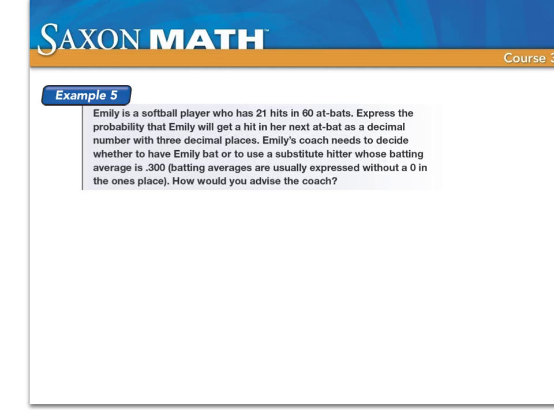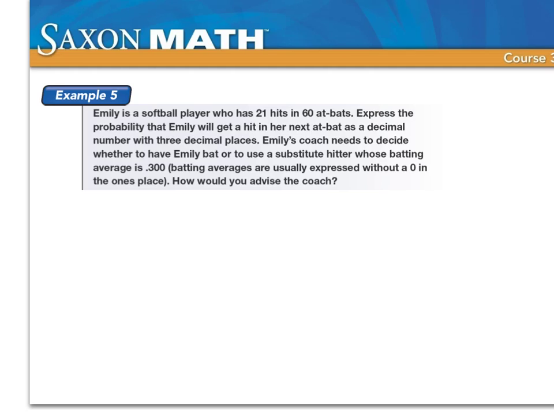Alright, and the last example. Emily is a softball player who has 21 hits in 60 at-bats. It says to express the probability that Emily will get a hit in her next at-bat as a decimal with 3 decimal places. Emily's coach needs to decide whether to have Emily bat or to use a substitute hitter whose batting average is .300. And it says batting averages are usually expressed without a 0 in the ones place. How would you advise the coach?